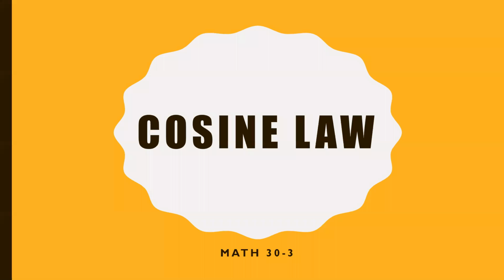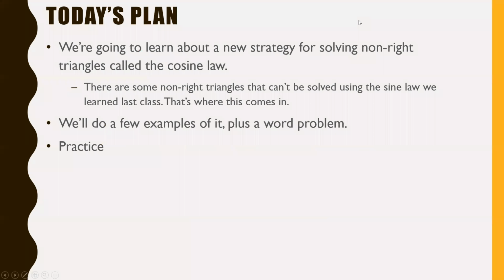Okay, so we're going to continue on with our trigonometry unit today with a new lesson on cosine law, which is an extension on sine law to help us solve other different non-right triangles. Here we go. So we're going to learn about a new strategy. This is going to work for the triangles that sine law wouldn't otherwise have worked for. We'll do a few examples of cosine law plus a word problem just for fun, and we'll see how this goes.